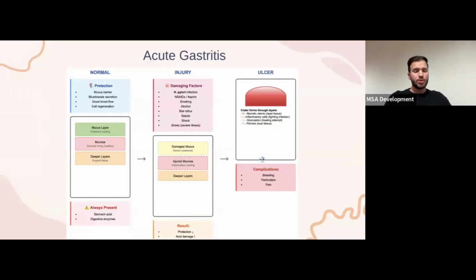As you mentioned before, we have protective factors and damaging factors. No need to know all of these, honestly. I did put them all and they were in Dr. Fahad Sahibani's lecture, because we don't know what he may bring. So just know the H. pylori, NSAID, and smoking, and the others are just if they come in the SAQ.